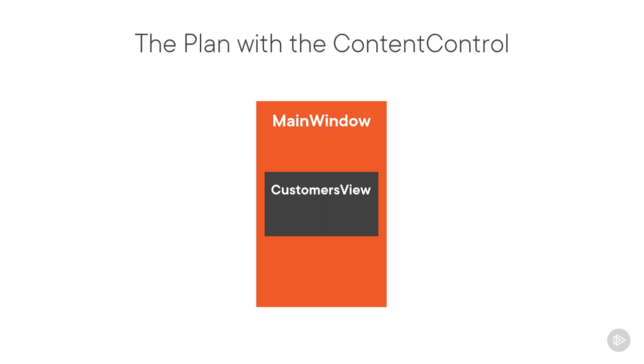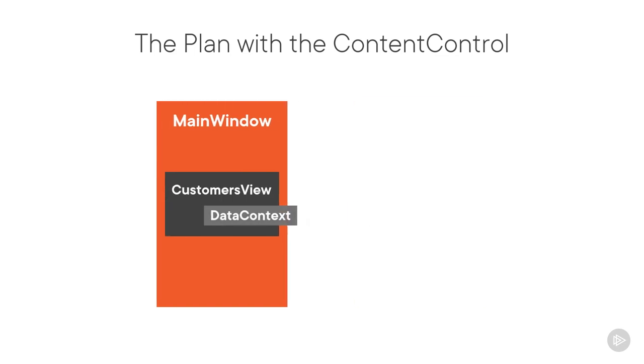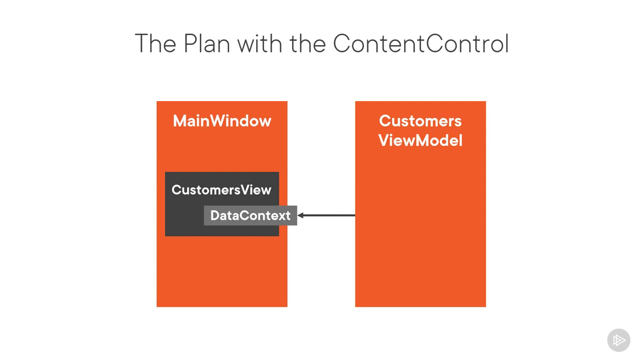window XAML file. The data context property of the Customers View is set in the code behind file of the Customers View to the Customers View model. Now, to be able to switch between the Customers View and another view in the main window, you need also to be able to switch between different detail view models.